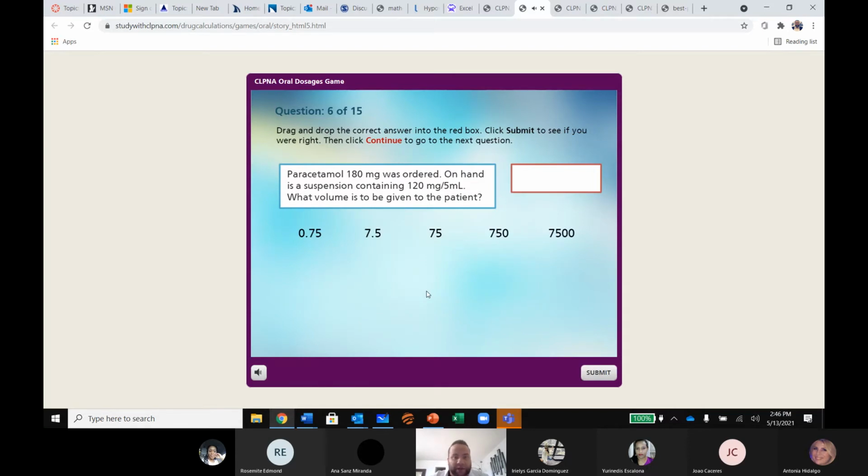Okay, paracetamol, 180 milligrams was ordered. On hand, the suspension contains 120 milligrams per 5 ml. What is the volume to be given to the patient?